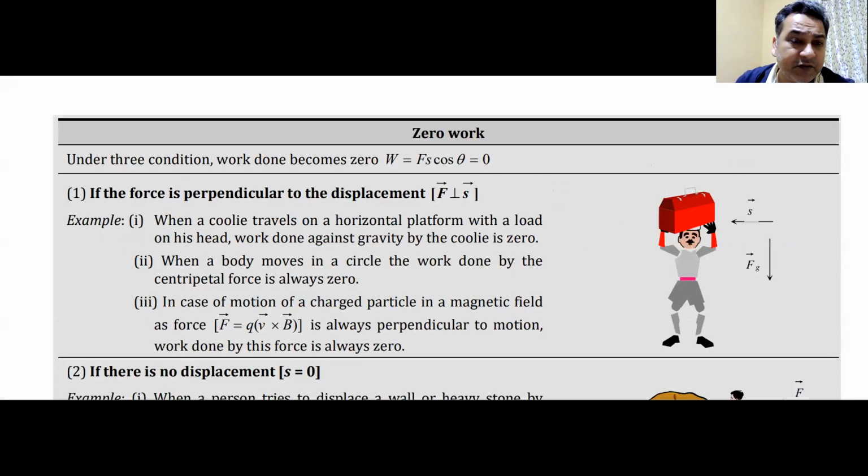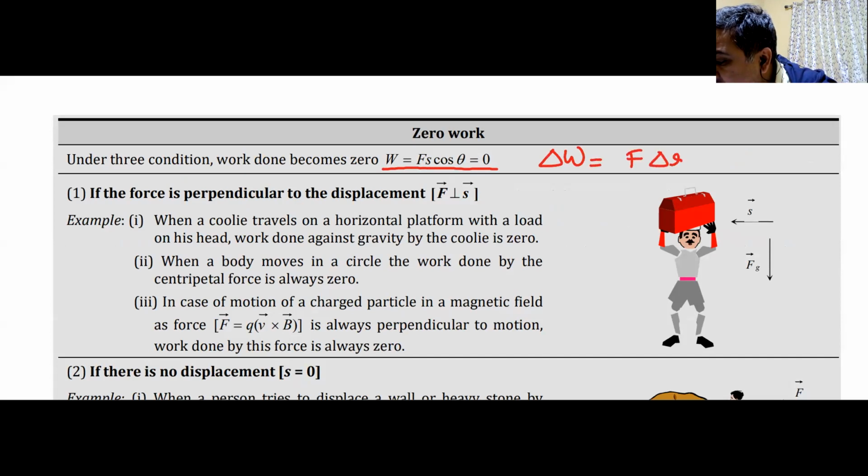We have seen when the work done by force is negative. Now we are elaborating on the three different cases in which the work done by force is zero. We remember work done, delta W, is F into delta R into cos theta. Now I want this work done to be zero. If any of these three quantities, F or delta R or cos theta, is zero, then my work done will be zero. In the first case, the force is perpendicular to the displacement.